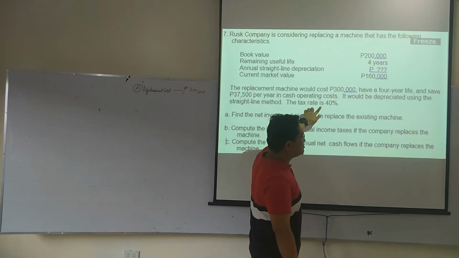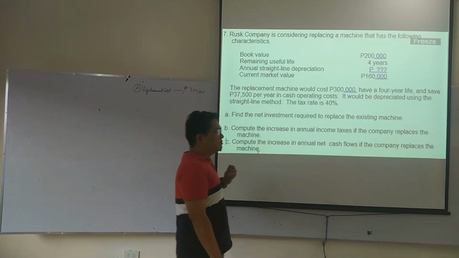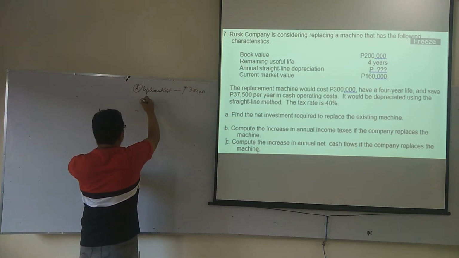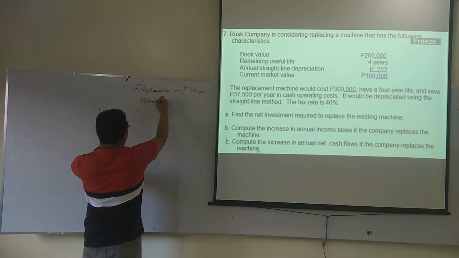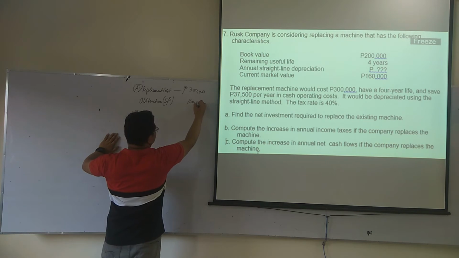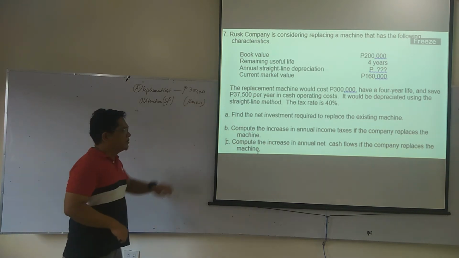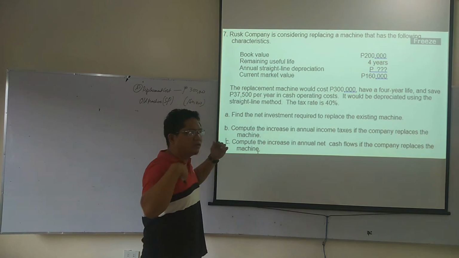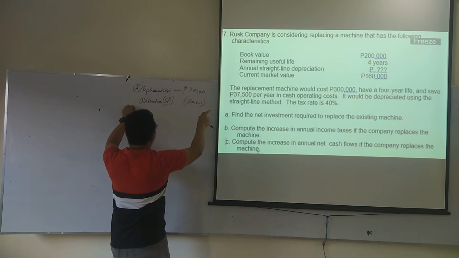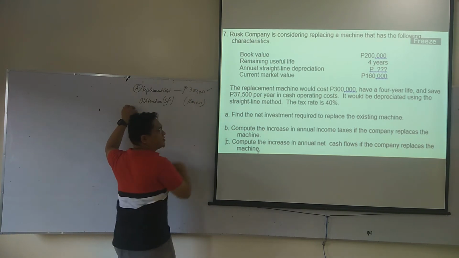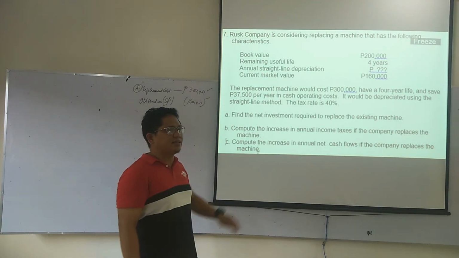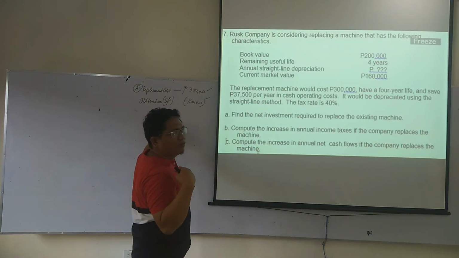If we are going to replace this machine, we are going to dispose of the old machine. So let's compute the proceeds. Its current market value is 160,000. So if we sell the old machine, the selling price is 160,000. We are looking for how much we're going to cash out for this replacement. If we are going to raise 300,000, then we will be selling this at 160,000.